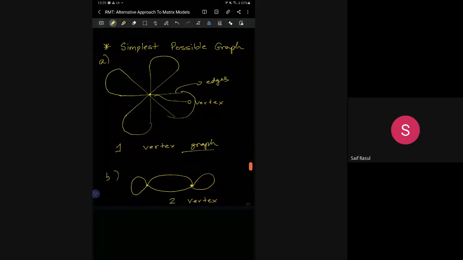So edges. For each of them, notice how we have 4 edges, but one of them is going into itself. Exactly. It's 1, 2, 3, 4. Can you see my pointer? So we have 4.